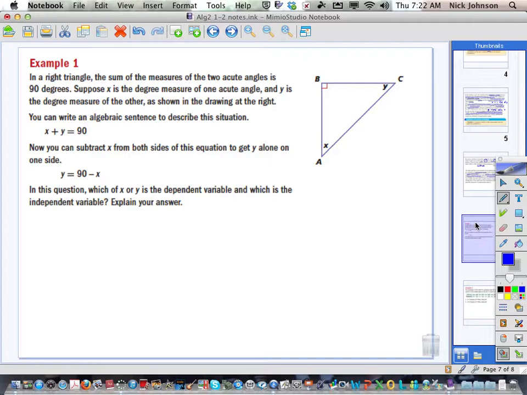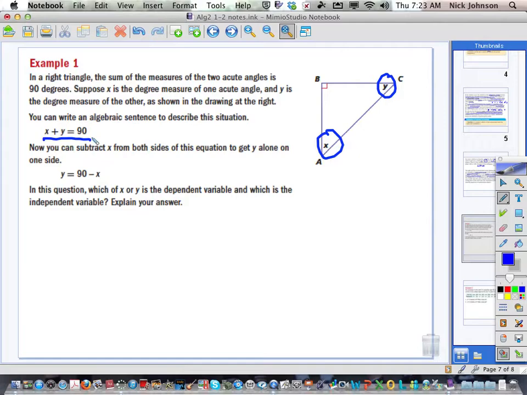Example 1 says, in a triangle, the sum of the measures of the two acute angles is 90 degrees. We should all know that. That's a 90 degree angle. The rest of the triangle has to be 180. So these two angles have to add up to be 90 degrees. That's this equation right here.